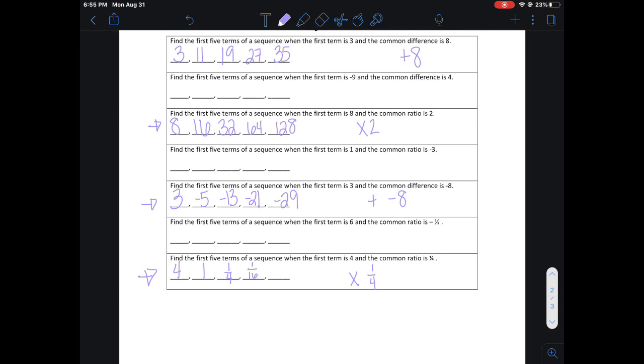And then times another 1/4. 1 times 1 is 1 over 16 times 4 is 64. If you needed to use your calculator on that, that would be totally fine, except I do want your answers in fractions, not as decimals, so make sure that you write them in fractions.